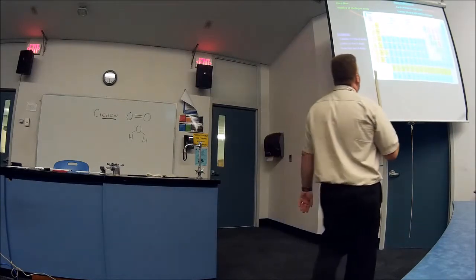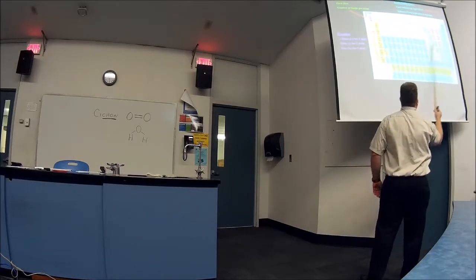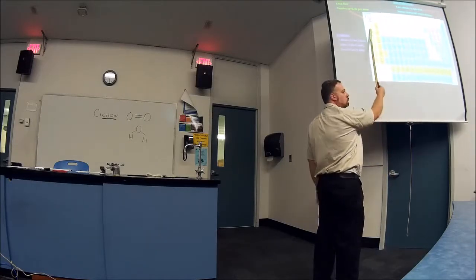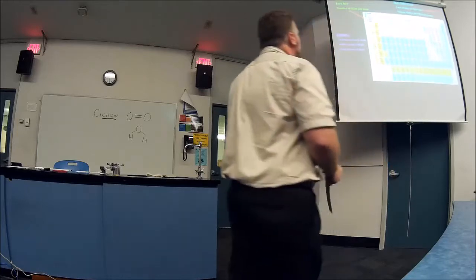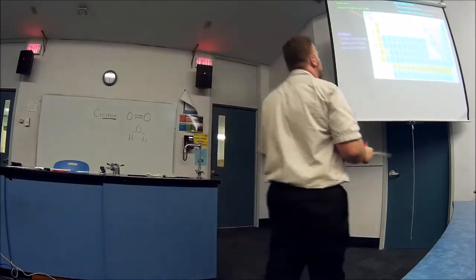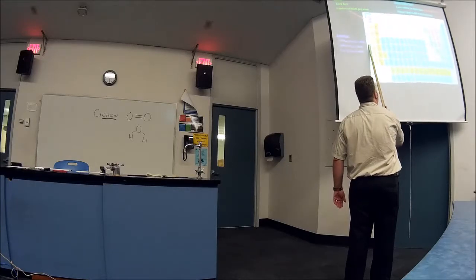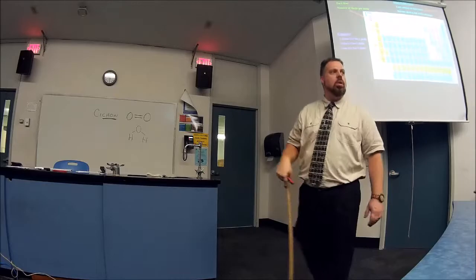So, let's just do a little catch-up over here. The period is the row. These are rows going horizontally. Columns are going down. Each row, the period, is the number of shells per atom. There's going to be 1 here, 2 shells here, 3 shells here, 4 shells here, and so forth. Does that make sense? Pretty straightforward.